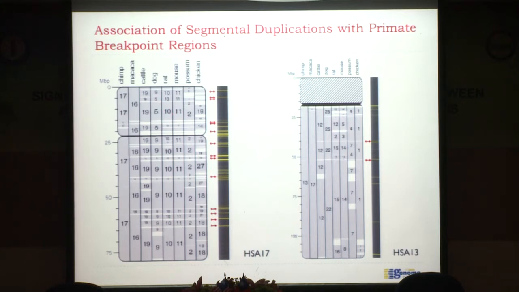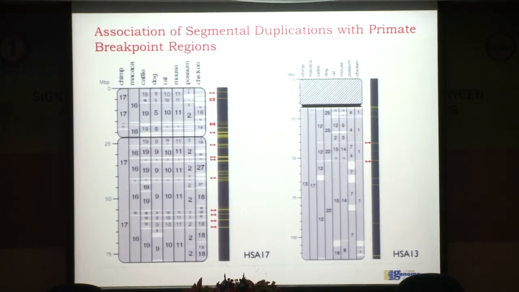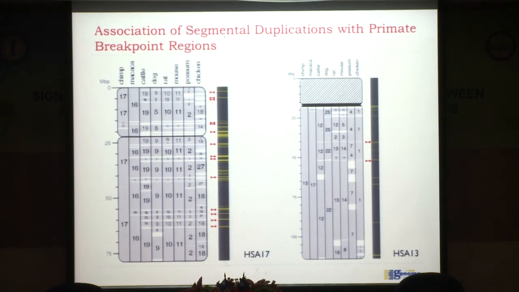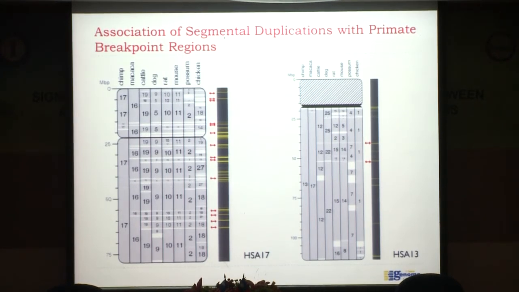And if you line them up, in a very visual way, you can easily see that segmental duplications are lining up exactly where these evolutionary breakpoint regions are. So this particular chromosome, human chromosome 17, has the largest number of primate evolutionary breakpoints of any other human chromosome. Very active chromosome, whereas human chromosome 13 has very few rearrangements, but still those areas where rearrangements occur are also very much associated with segmental duplications. And of course, these segmental duplications, if you follow the work of Evan Eichler, are believed to be major drivers of adaptive evolution in mammals.